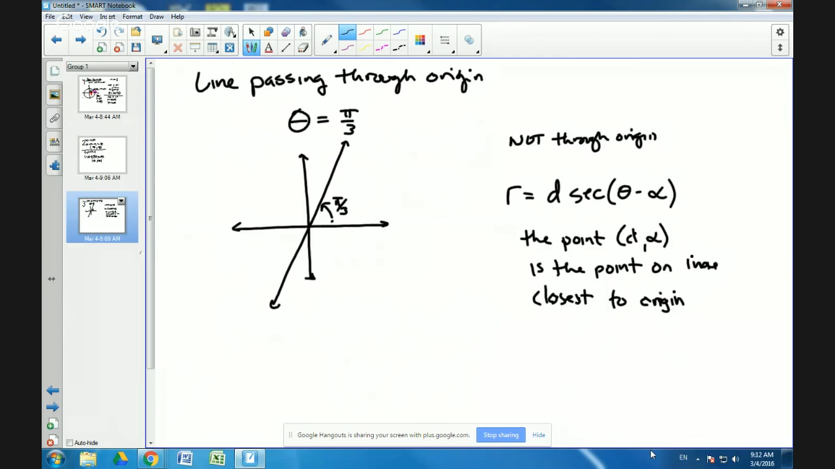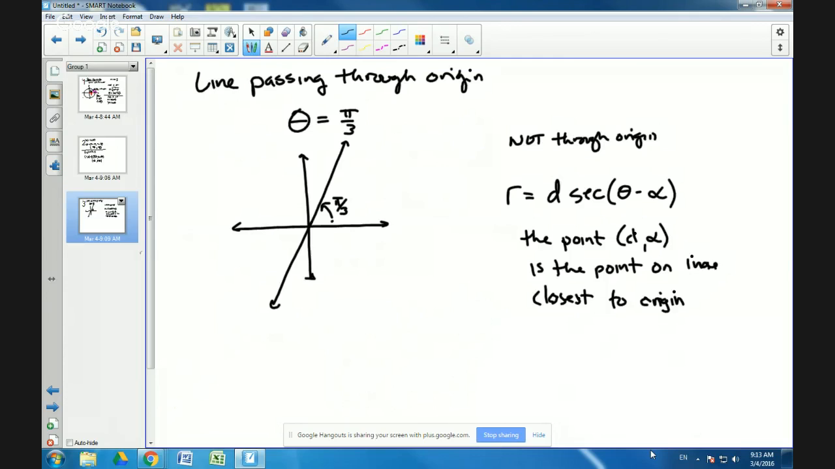I'm pretty sure you're not going to run into this on the AP test, okay, but there it is. It's the line not through the origin. It's defined by the angle, but secant because of the right triangle trig, and then position it with a point close to the origin. That's just more of an FYI on my part.